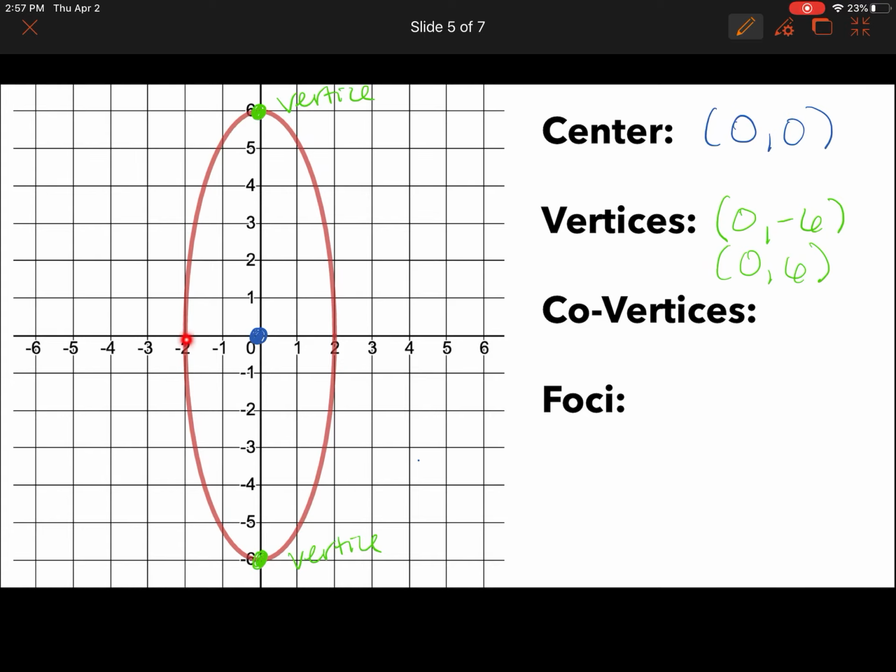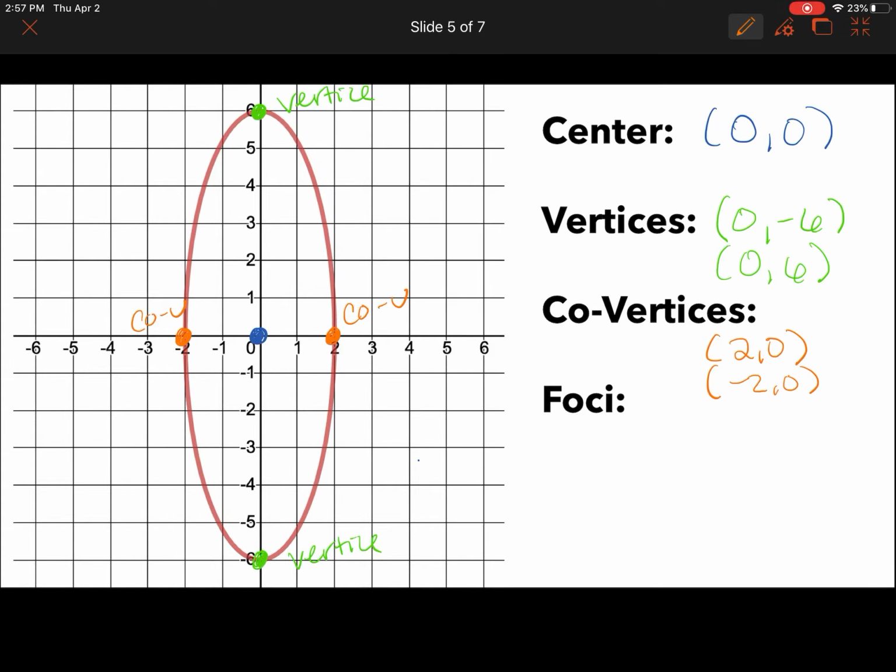co-vertices. So your co-vertices are going to be the ones on your minor axis, the shorter part of the ellipse. Co-vertice, co-vertice. So we got a co-vertice here, and we got a co-vertice here. So my first co-vertice right here, this one is the point 2, 0. And then this one right here is the point -2, 0.